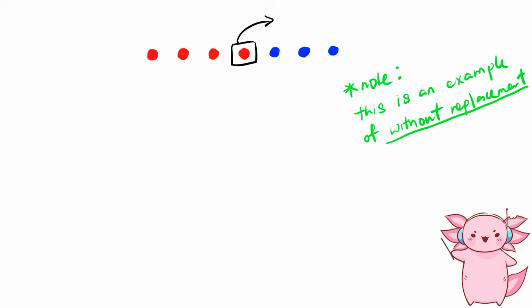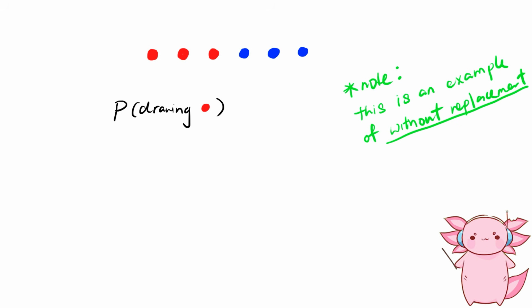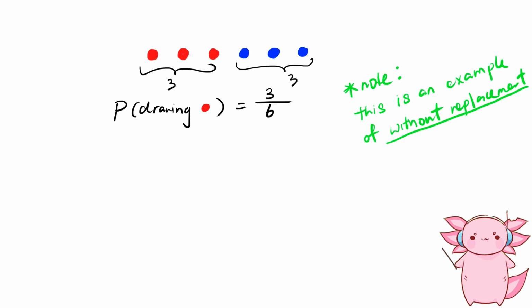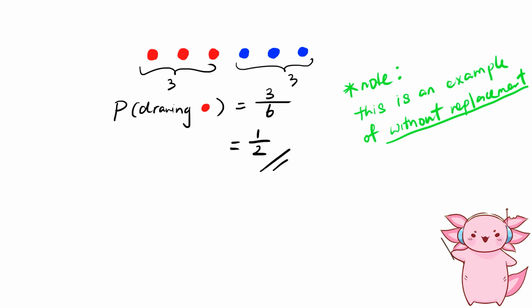Now let's imagine if we take that red out, the probability of drawing a red actually changes, where now the number of reds is 3 and the total number of items is 3 plus 3 equals to 6. So the probability now for drawing a red is 3 over 6 and we can simplify it to half.